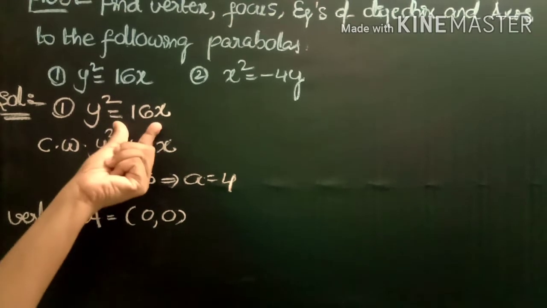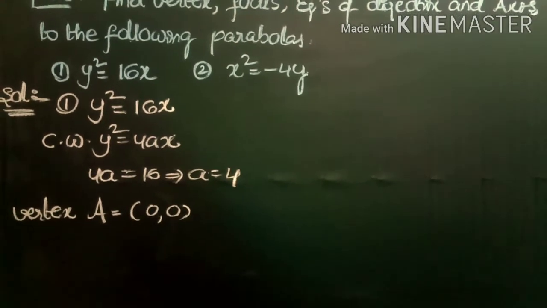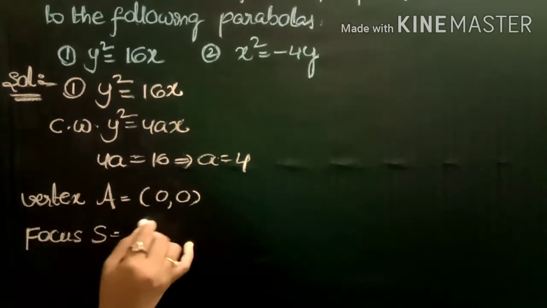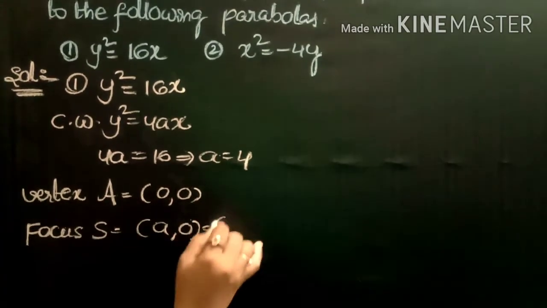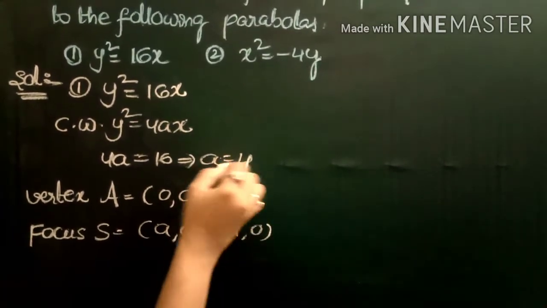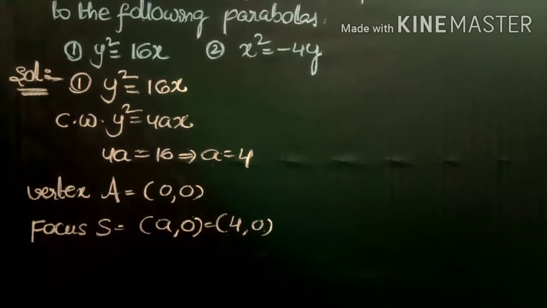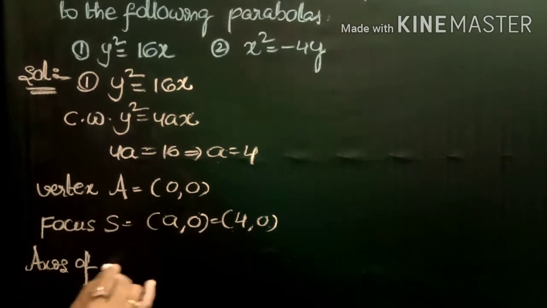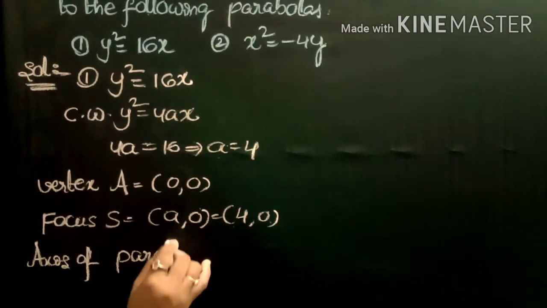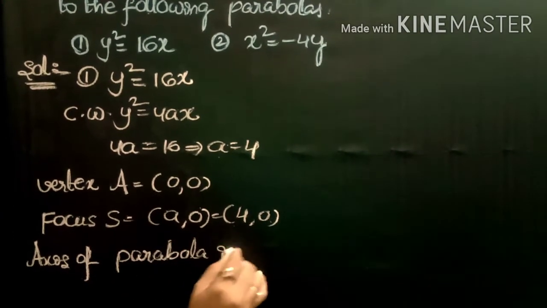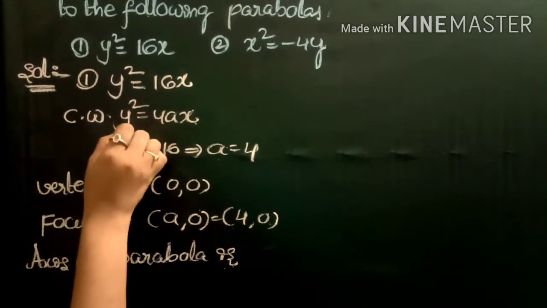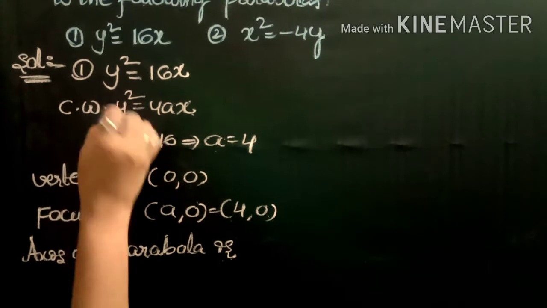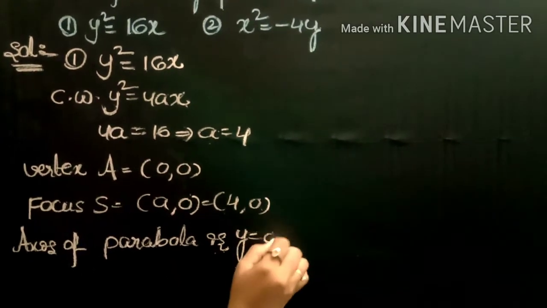For this parabola we take the vertex value as 0 comma 0. And focus S is equal to a comma 0. That is the formula. But what is the a value? a is equal to 4. So the answer is 4 comma 0. And axis of the parabola. For this equation, axis of the parabola means we always take the left hand side value as the axis of the parabola, that is y is equal to 0.